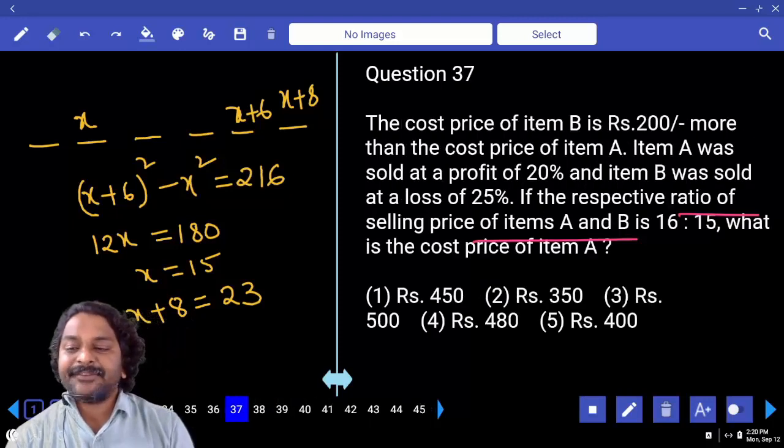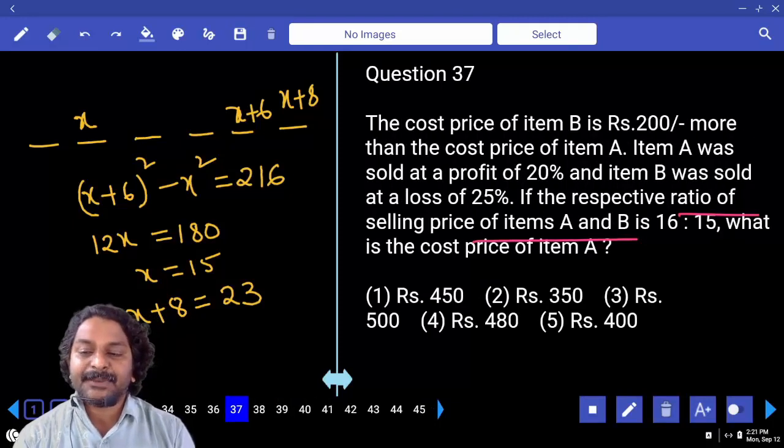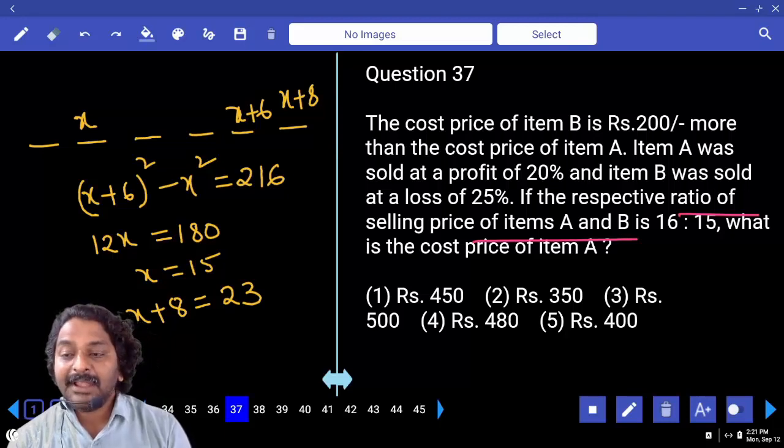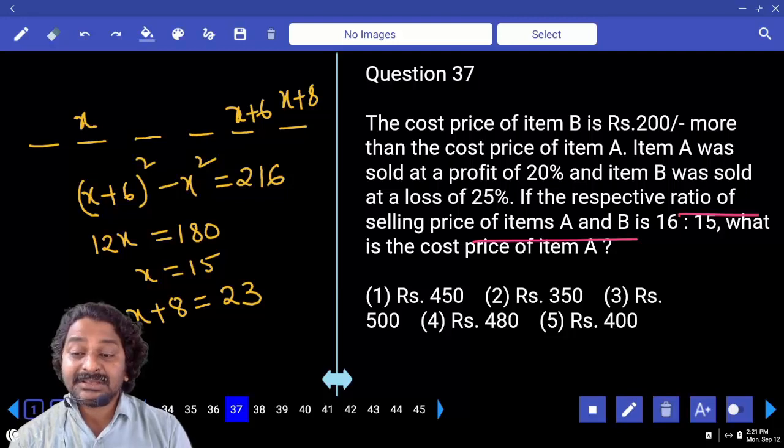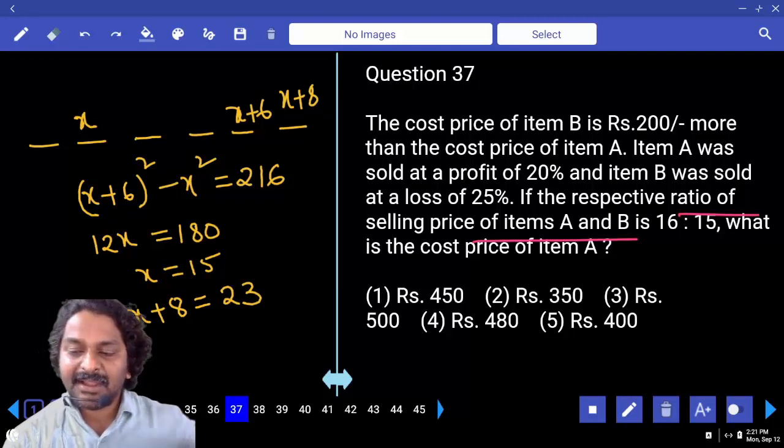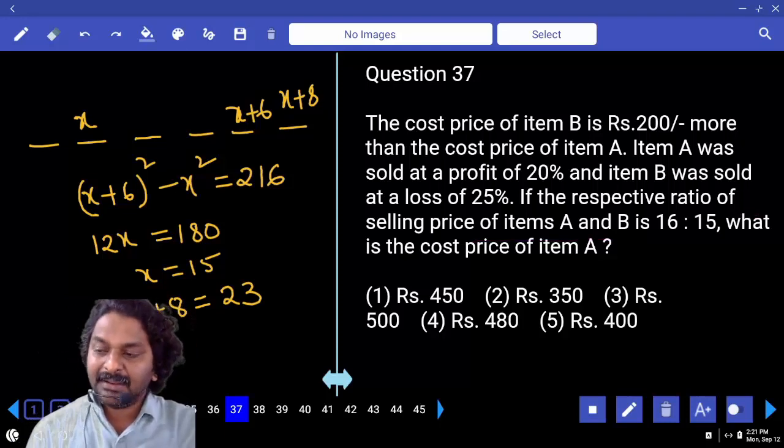The cost price of item B is 200 more than the cost price of item A. Item A was sold at 20% profit and B was sold at a loss of 25%. The respective ratio of selling price of items A and B is 16:15. What is the cost price of item A?